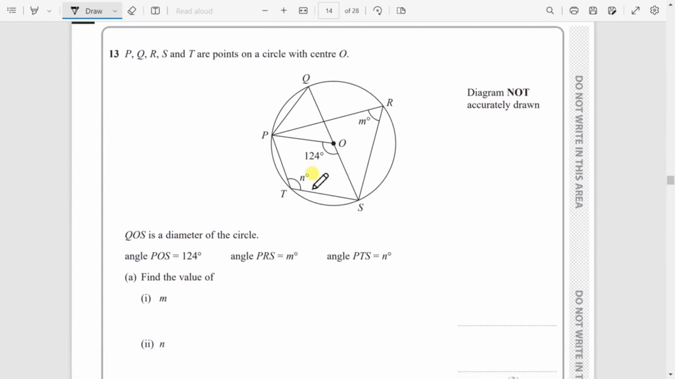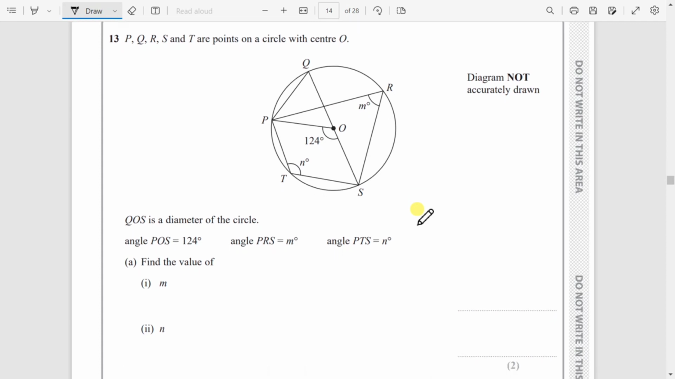Right, number 13 now. Okay, let's try and figure this one out. So we've got points on a circle. Okay, cool, interesting. So QOS is the diameter of the circle. Now they're giving us some angles, 124, M and N, helpful. Find the value of M and N.